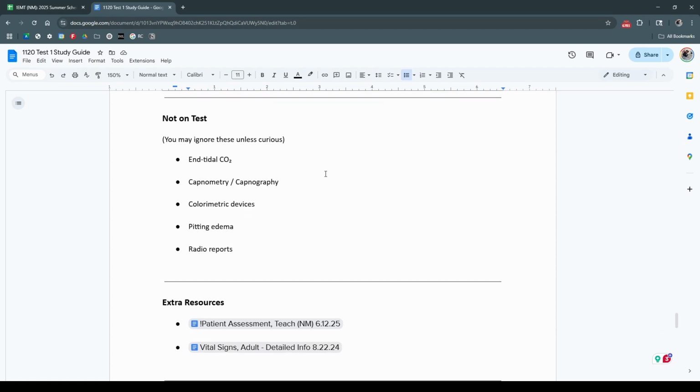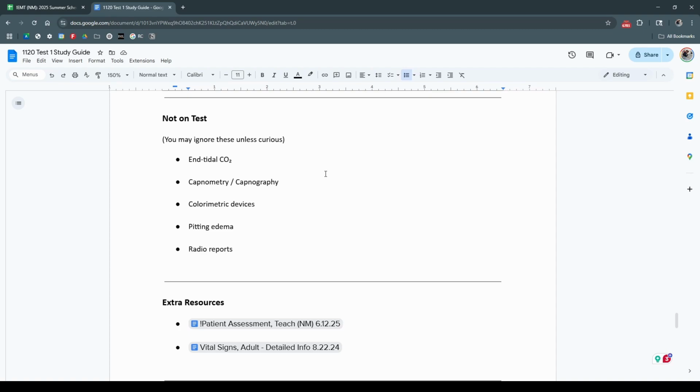You can look into end-tidal and capnography. I do think that understanding these concepts can be helpful, but I don't explicitly require you to know them. We don't go into colorimetric devices really until AEMT. Not that it's not in your scope or not important. It's just to save time, and I don't think that you'll commonly use it, especially in the presence of end-tidal.